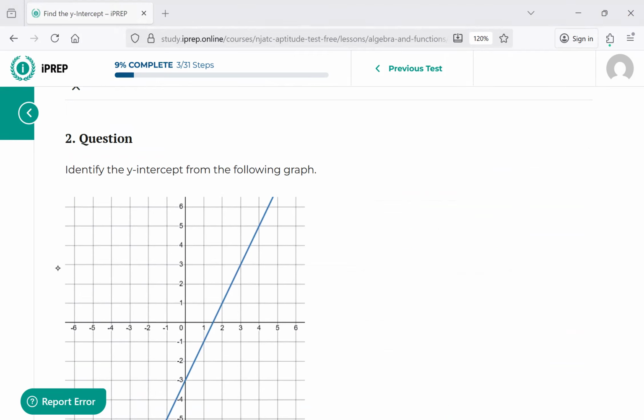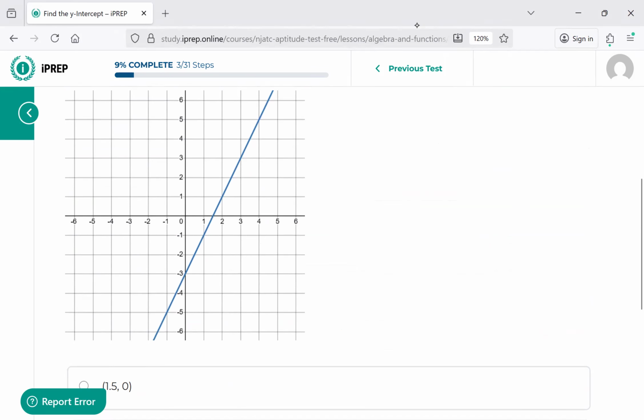Identify the y-intercept. So this one, pretty simple. It looks like our y-intercept is at negative 3. So as a coordinate, it would be 0, comma negative 3, right? The x is always going to be 0, and the y will always be a number.